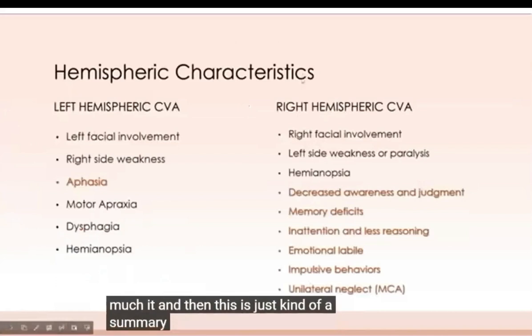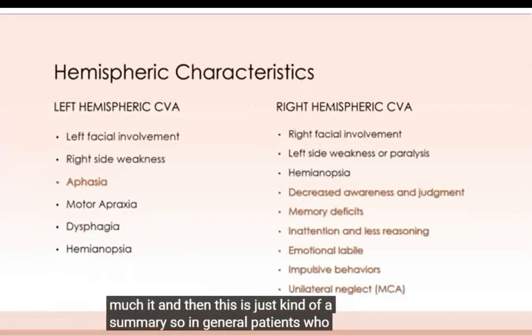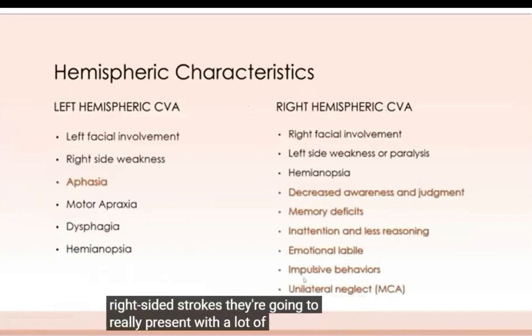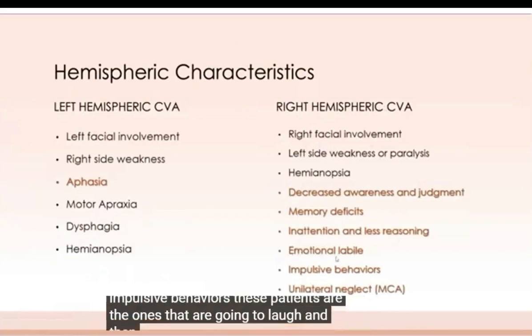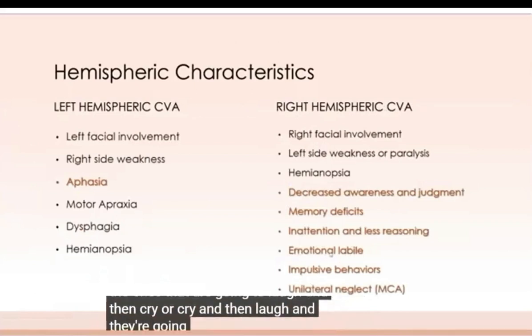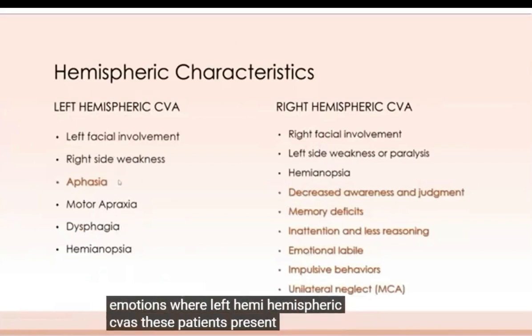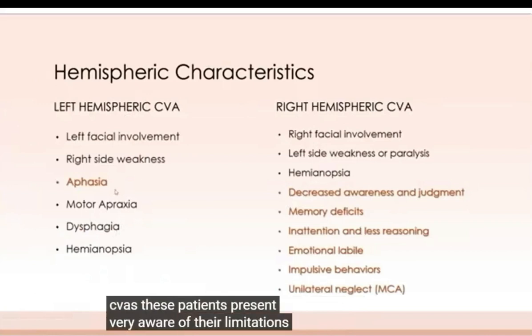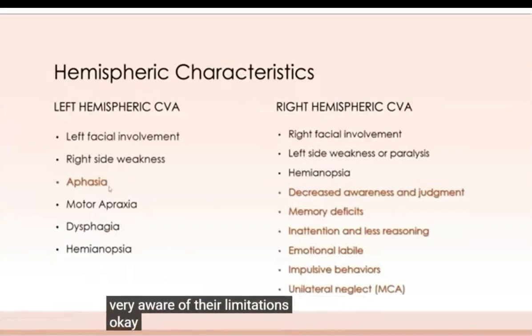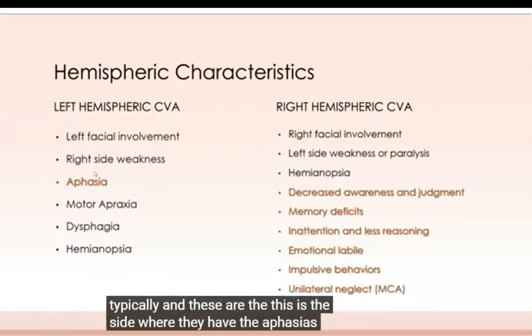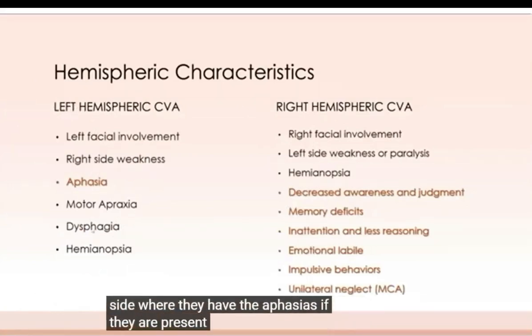And then this is just a summary. So in general, patients who have right-sided strokes are going to present with a lot of impulsive behaviors. These patients are the ones that are going to laugh and then cry, or cry and then laugh, and they're going to mix up all their emotions. Whereas left hemispheric CVAs, these patients typically present very aware of their limitations. And this is the side where they have the aphasias, if they are present.